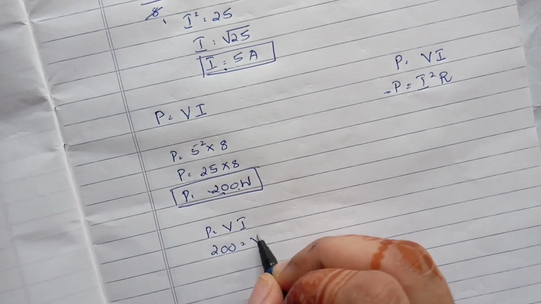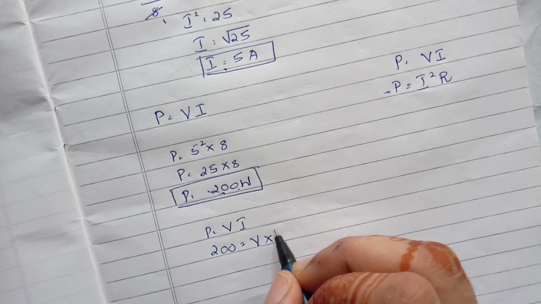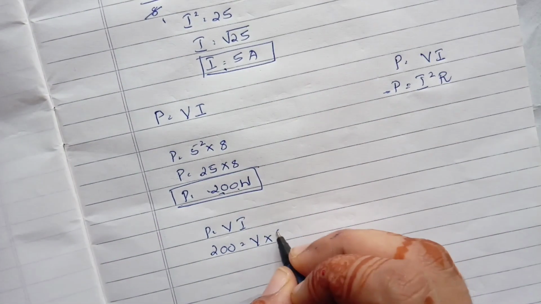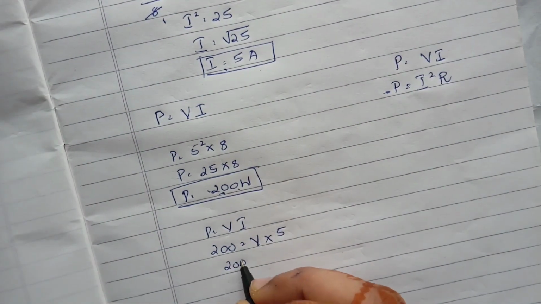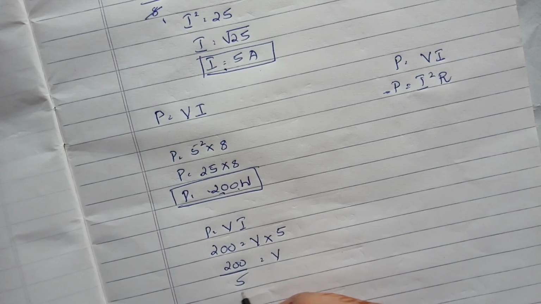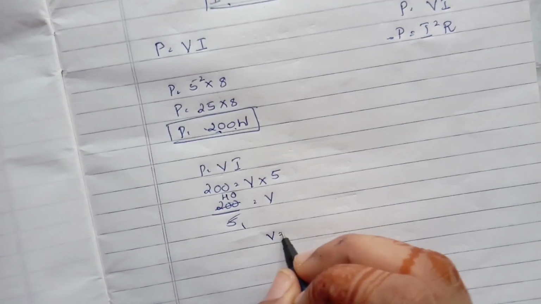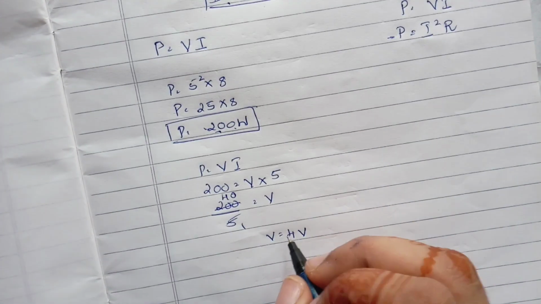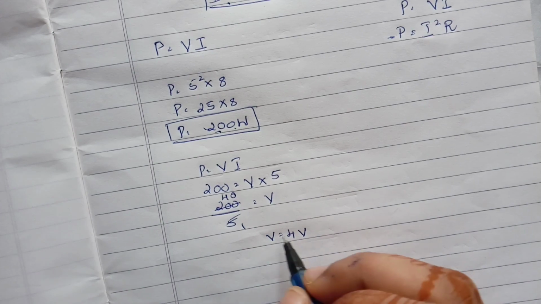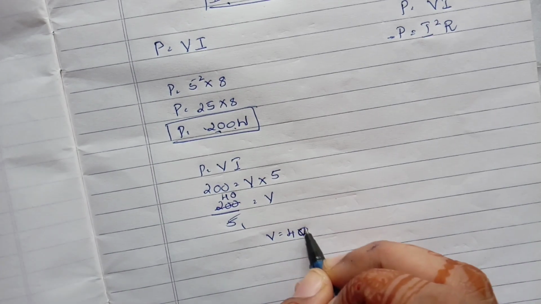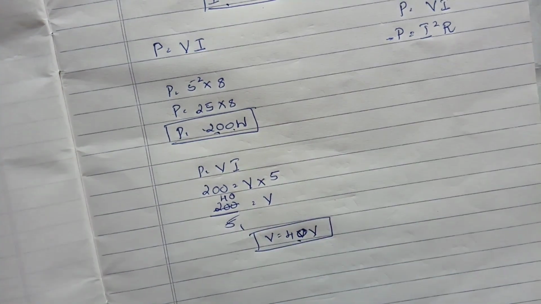Then the V value I need to find. My I is 5. 200 upon 5 is equal to V. 5 ones are 5, 4 fives are 20, 0. So my V value is nothing but 40 volts. Okay, so that's over here.